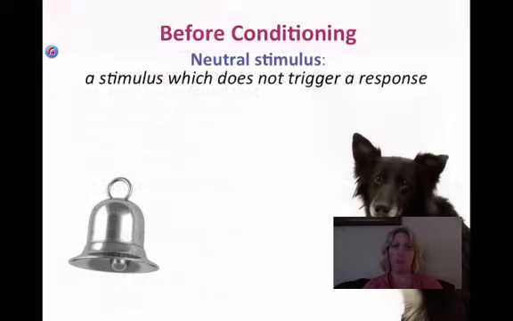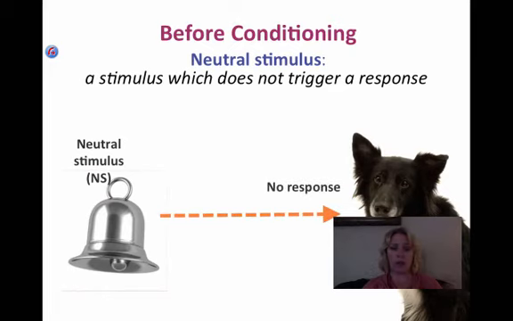So before conditioning, we have what's called a neutral stimulus. The definition of a neutral stimulus is a stimulus which does not trigger a response. In the case of Pavlov, the neutral stimulus that he introduced was ringing a bell. He would ring the bell, and the dogs would have no salivation response. So it was neutral.